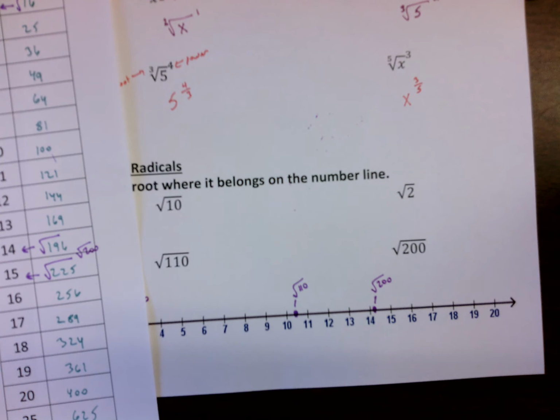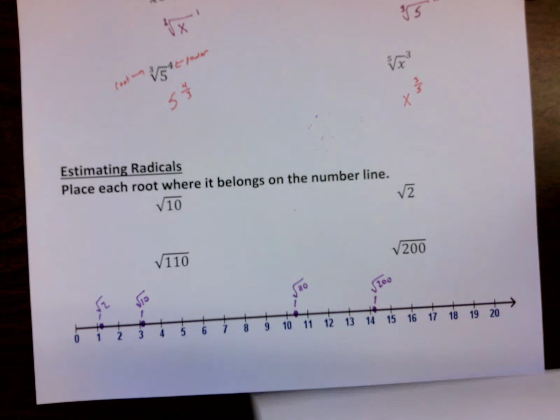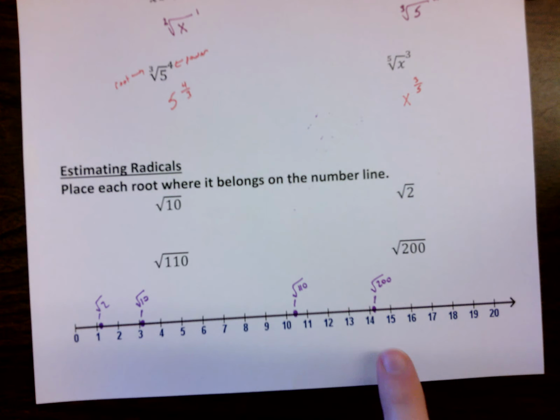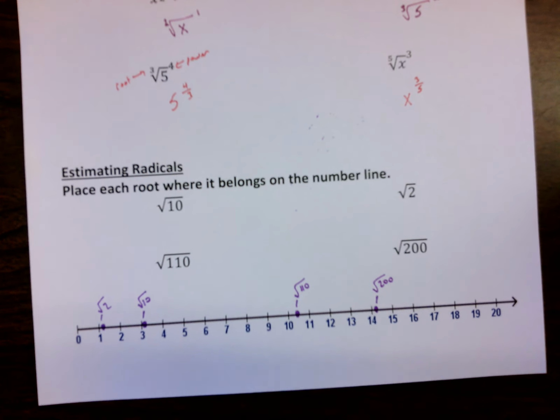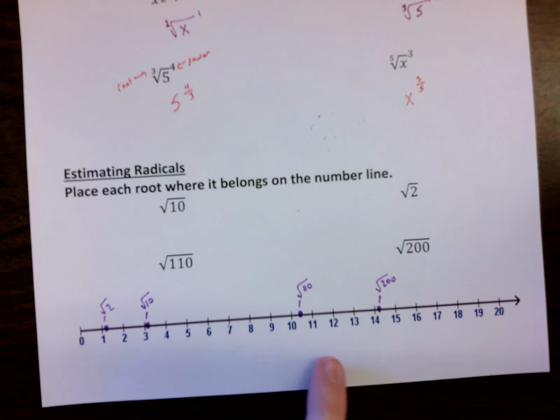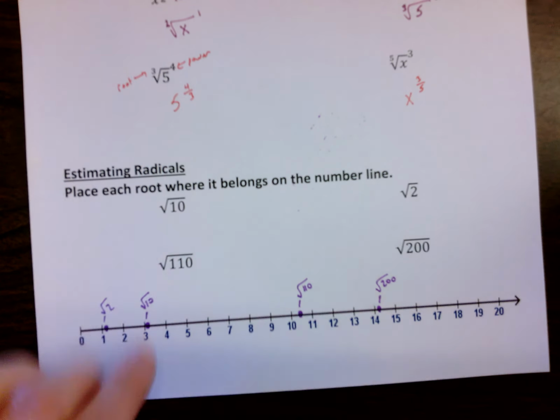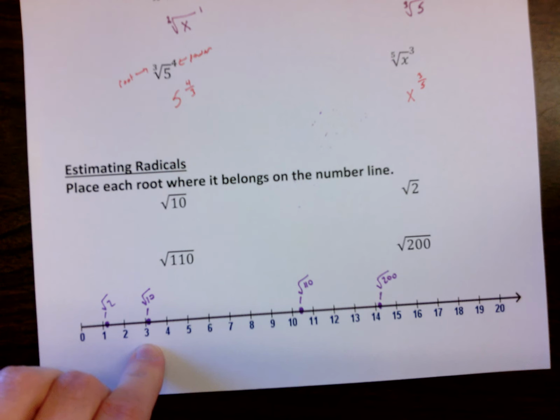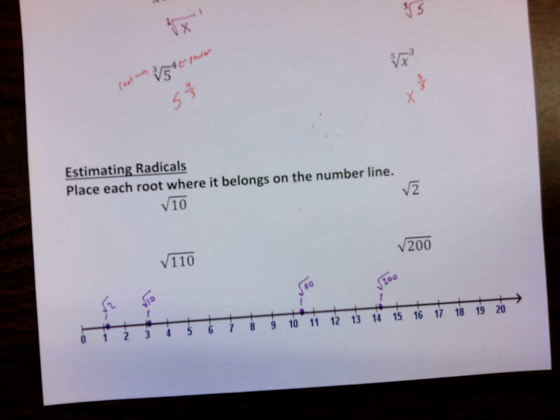Okay, so if I asked you to give me an estimate of what the square root of 200 is, you'd say it's a little bit more than 14. If I wanted you to tell me the square root of 110, how much is that? Well, it's about 10 and a half. It's a little bit more than 10, less than 11, somewhere between 10 and 11. If I want to know what the square root of 10 is, well, it's a little bit more than 3. Okay, so those are the pieces that we're looking for here.